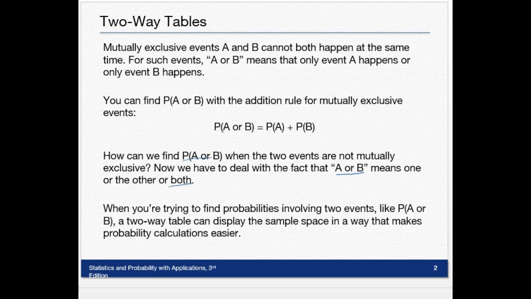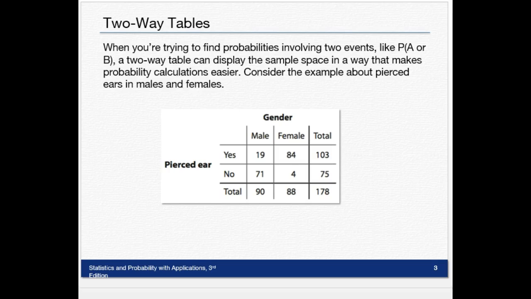Now you have to deal with the fact that A or B means one or the other or both. When you're trying to find probabilities involving two events, like the probability of A or B, a two-way table can display the sample space in a way that makes probability calculations easier.